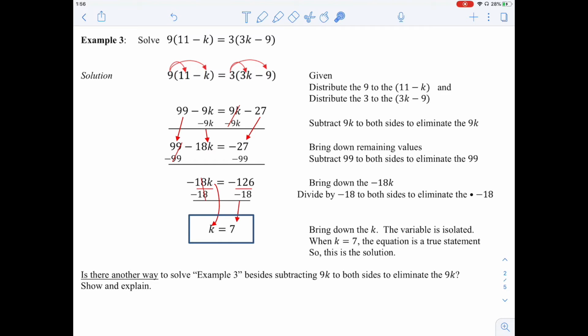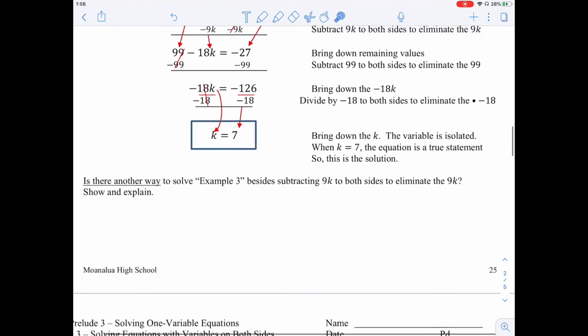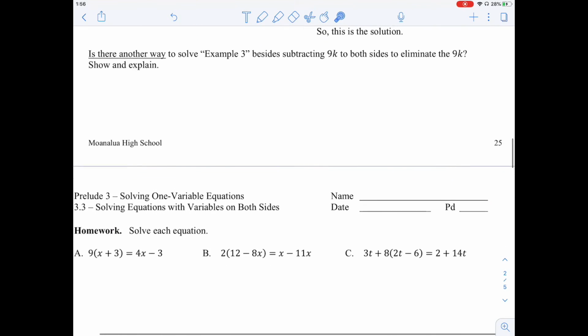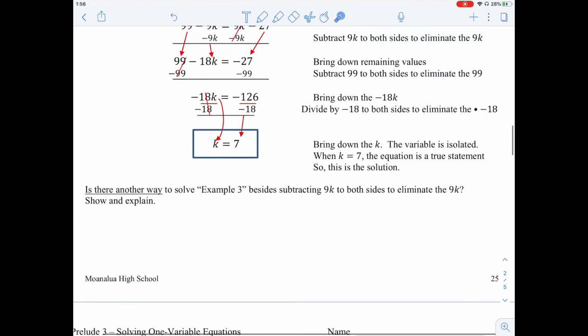So you notice all these problems are the same, right? Distribute, combine like terms, get the variable on one side, add or subtract the constant, divide by the coefficient, and you get your answer. Right? They're all the same process, just like that. So follow the steps. Is there another way to solve example 3?